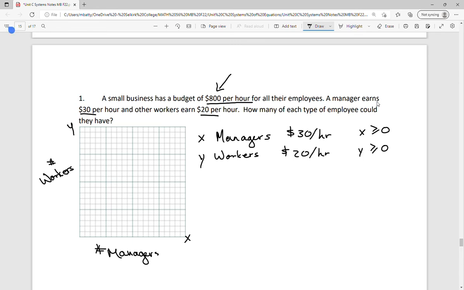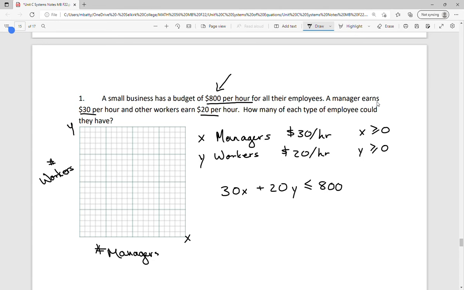Okay, so in reality, there are limitations, right? So they have a budget of $800 an hour for all of their employees. So 30 times the number of managers plus 20 times the number of workers has to be less than or equal to $800 an hour. And this is a big deal to try and generate that. Hopefully we'll have enough practice. Because this is what we can turn into MX plus B form, and we can actually put on the graph.